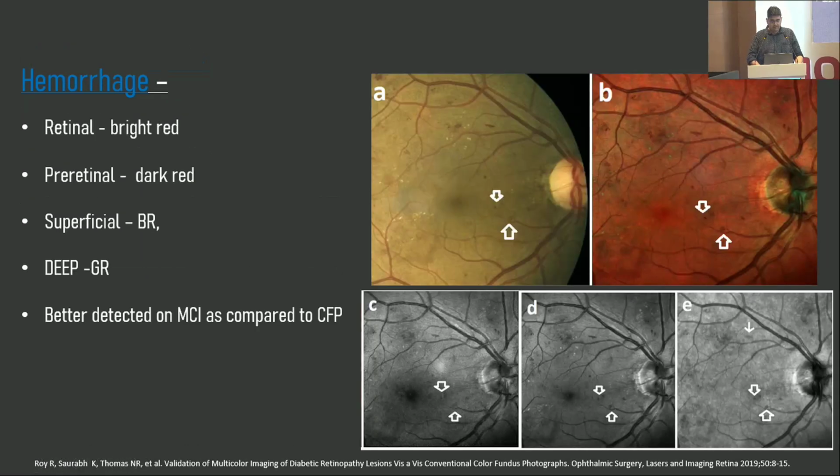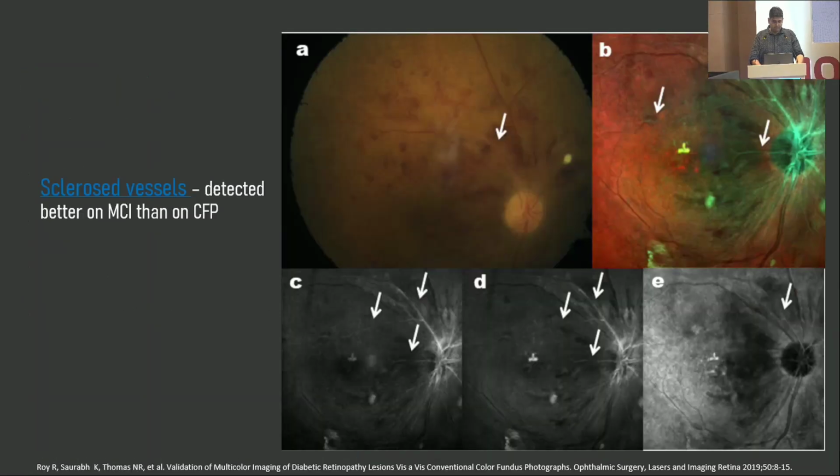The hemorrhages, interestingly, can be differentiated as pre-retinal or intraretinal, depending upon the wavelength in which they are seen. If they are in the subretinal area, they will be highly delineated in the red wavelength. If in the middle layers, then they will be seen in the green reflectance image. We can see that the sclerosed vessels are clearly demarcated in the multicolor image as compared to the normal fundus photograph.